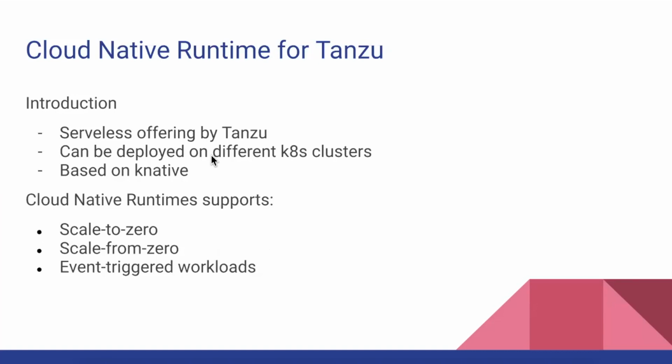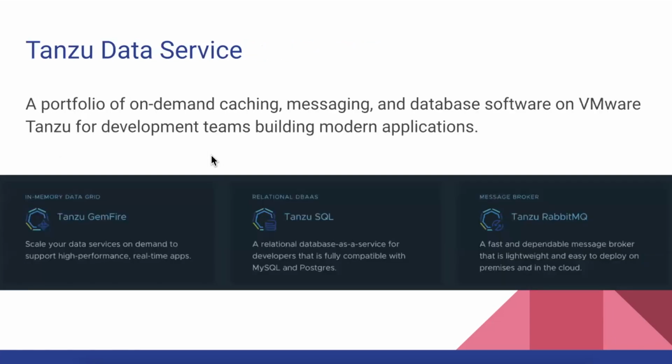Cloud Native Runtime for Tanzu, which is a serverless platform from VMware, uses the capabilities of Knative, and it is a serverless offering, obviously by Tanzu, as I said, but this can be deployed on different Kubernetes clusters, right? This supports scale to zero, scale from zero like capabilities, and obviously, since this is serverless, event-triggered workloads are very, very important. I tried this running on my own Minikube cluster, and it really works very well. You can try this out, and there is good documentation available on the VMware site, so you can just go through. I'll put the link.